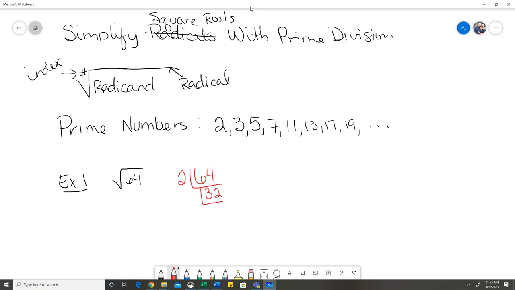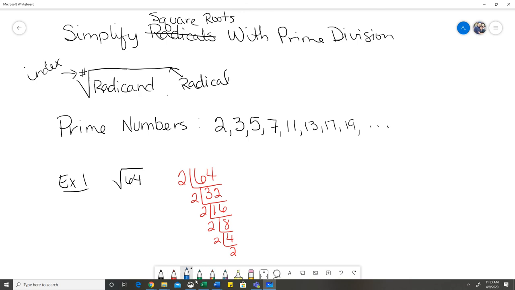And then I'm going to do that again. I'm going to check 32. Will 2 go into 32? My answer again is yes. 2 goes into 32 16 times. And 2 also goes into 16 8 times. 2 goes into 8 4 times. And 2 goes into 4 2 times. Well, now I'm down to a prime number. I don't need to do any more division.